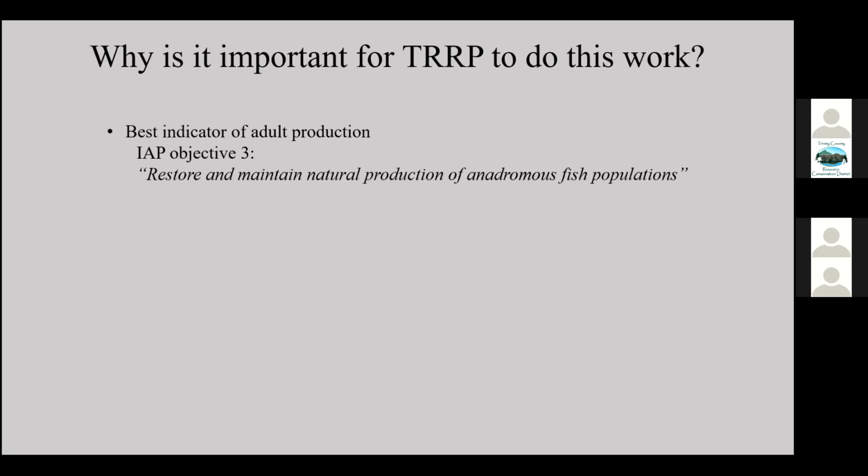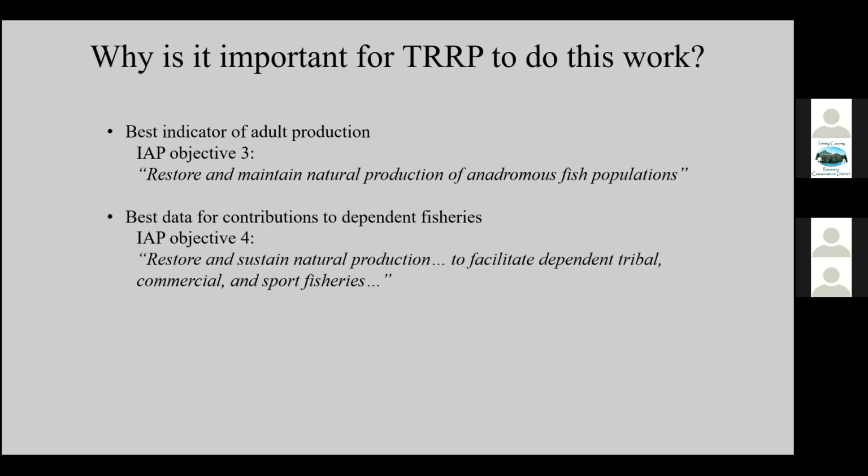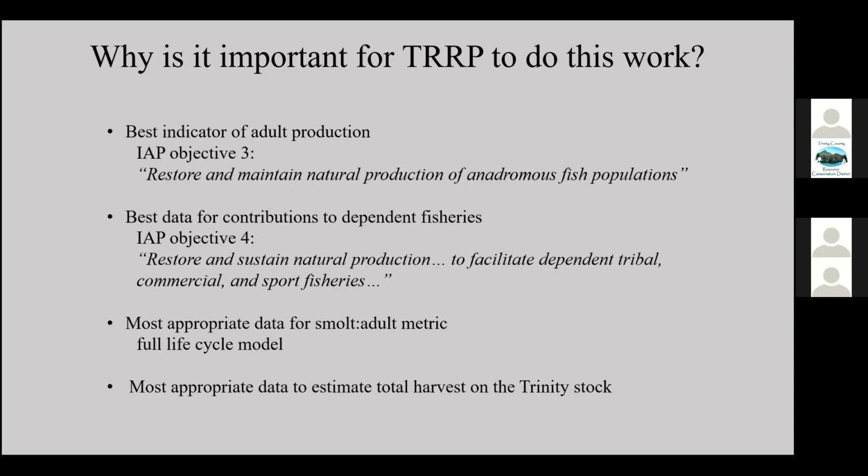So why is this important for TRRP? Now, the IAP is a little dated given our recent objectives and targets exercise, but the natural production and harvest remain a central focus of the restoration efforts. Brood year production's the most appropriate data for a smolt to adult metric. So again, that's number of adults per juvenile, which is the other side of the coin from what Bill just showed you, which is juveniles per spawner.